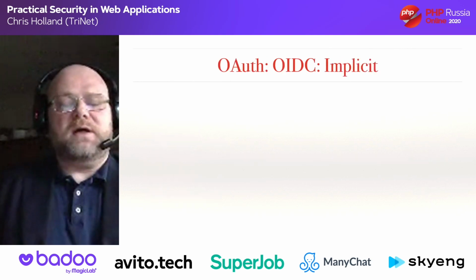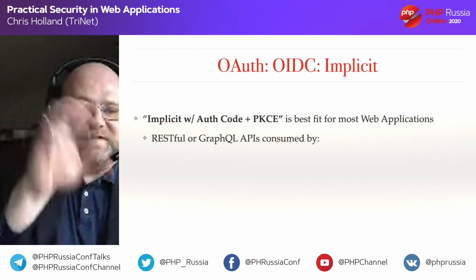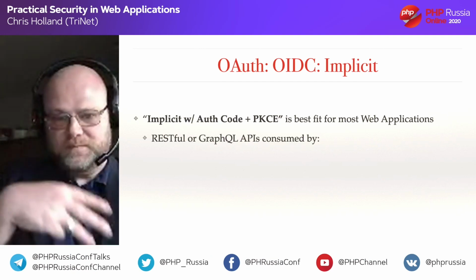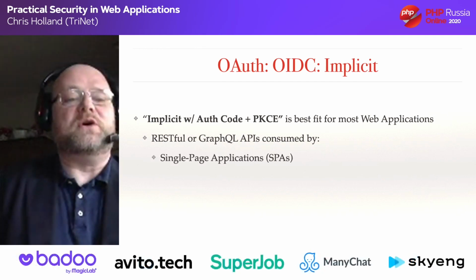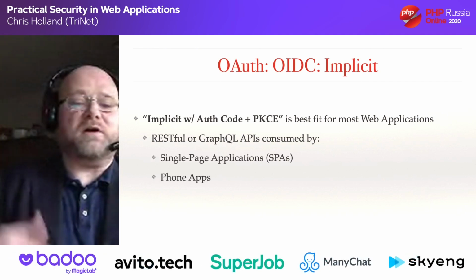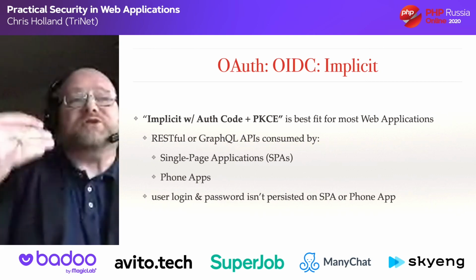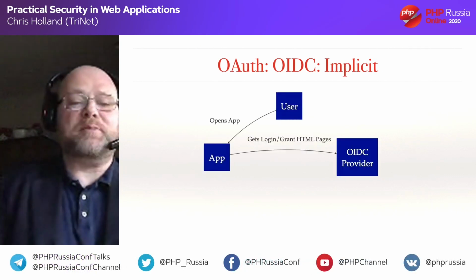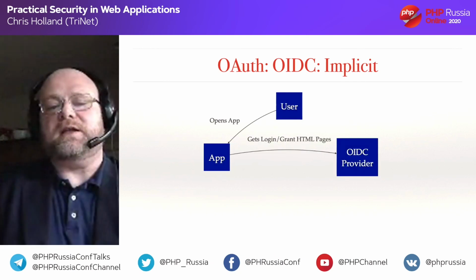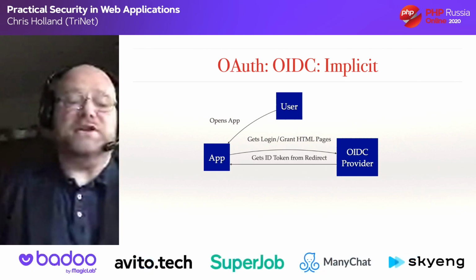So the flow, at a super high level, looks like this. This flow with auth code and PKCE is what most web applications, single page applications, and phone apps are going to want to use. The key here is that the user's login and password is never persisted on the client. The user opens the app, which after a few handshakes goes to a login and grant HTML page from the OIDC provider, which after some handshakes returns an ID token back to the app.